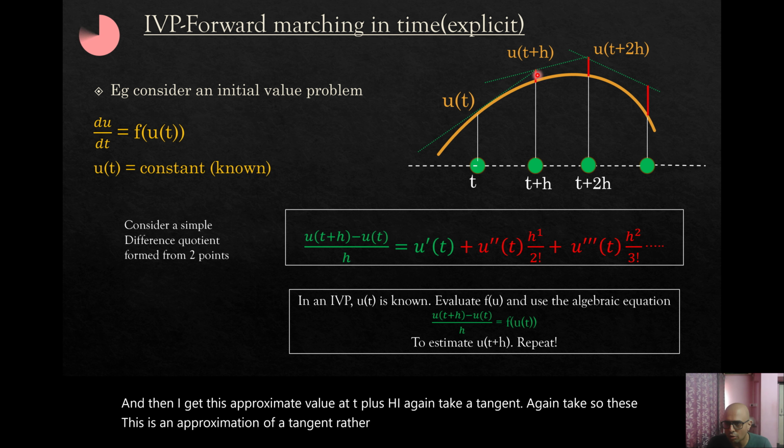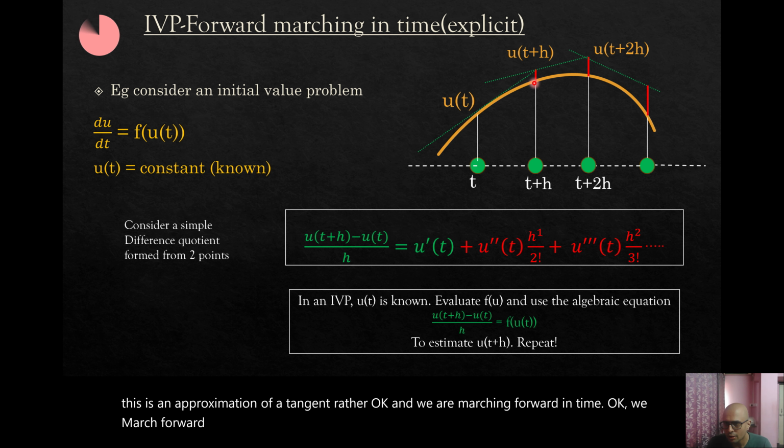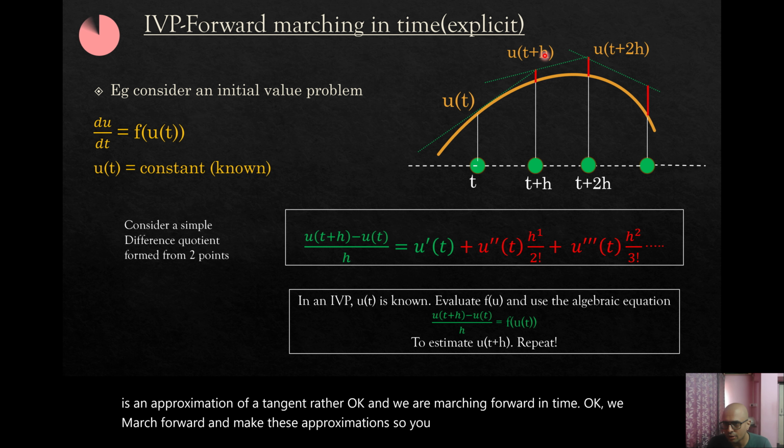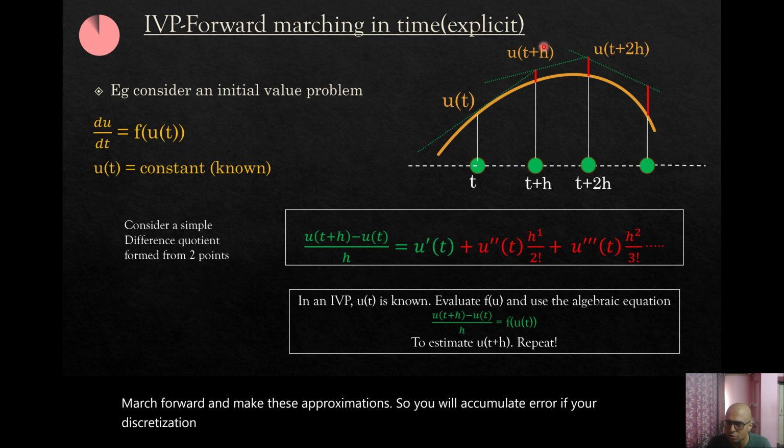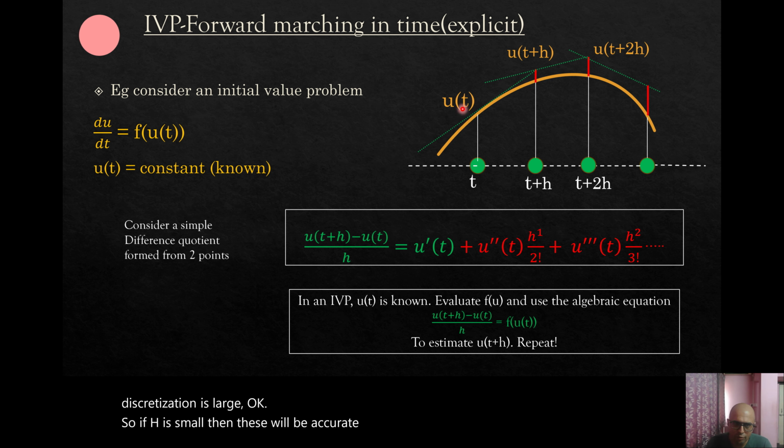And we are marching forward in time, okay? We march forward and make these approximations. So you will accumulate error if your discretization is large, okay? So if h is small, then these will be accurate, okay? Another way of looking at it, so this is an explicit way.